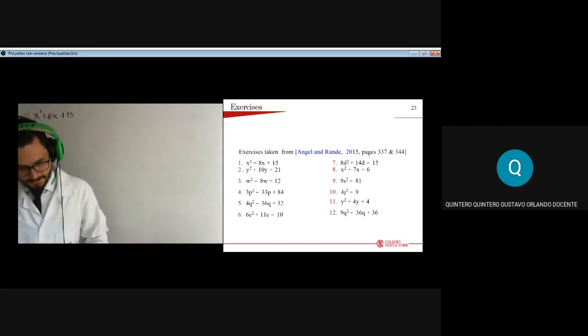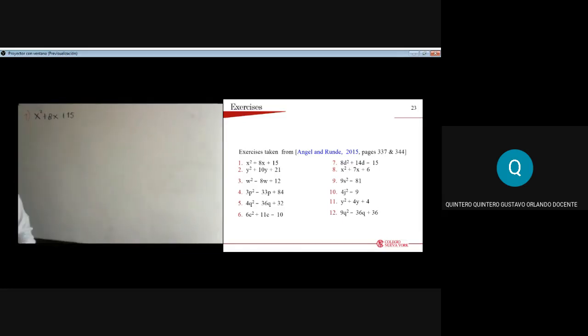All right, guys. So the first question says, factorize this expression: x squared plus 8x plus 15. How are we going to factorize? Absolutely simple. We can use a really quick and smart way of factorizing this. How is it?